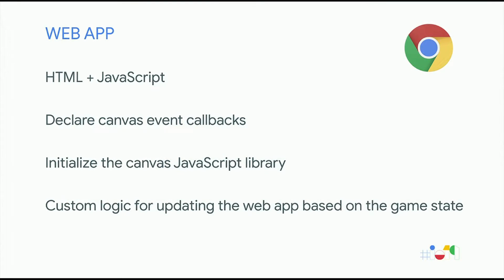So the web app, it's regular HTML. You have to write some JavaScript code. There's a few things you need to do. Firstly, you declare these event callbacks. Second, you need to initialize the library we provide for Canvas. And as part of that, you actually register those callbacks with the library, and then it's ready to accept events. And then within your event handler, you'll have some custom logic that as the events are coming in, you'll match that with the game state within your game.